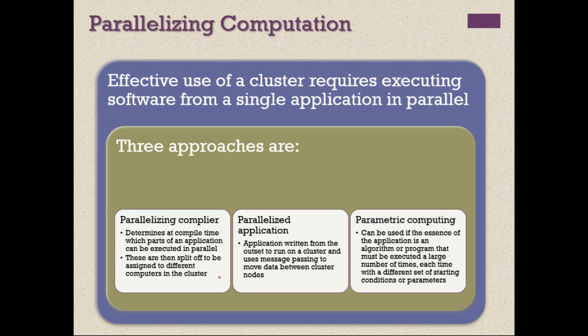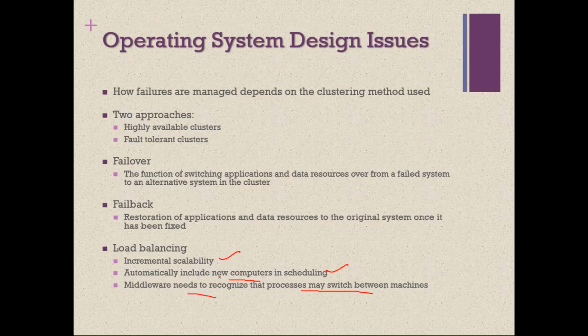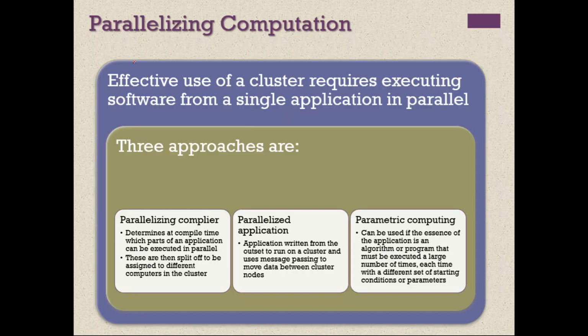So how can parallel computation be achieved through software, through the operating system? We are discussing all these under operating system design issues of clusters. There are three approaches to handle parallel processing with software, that is, with the operating system. One is the parallelizing compiler. The compiler should decide which part of the instructions can be executed in parallel.